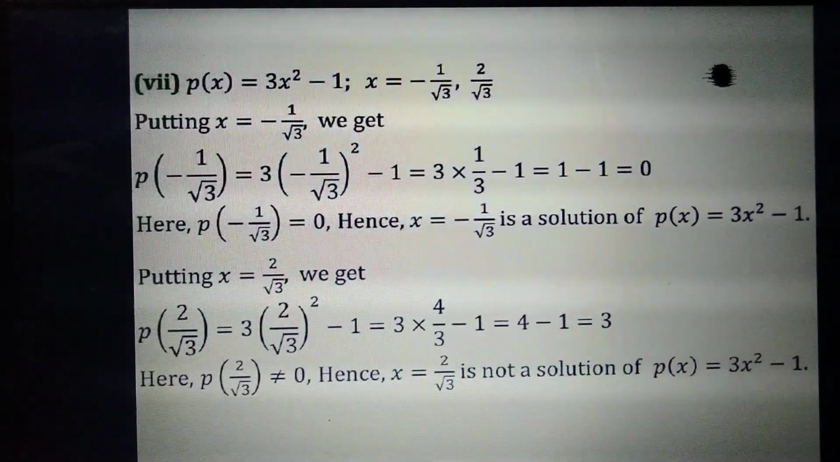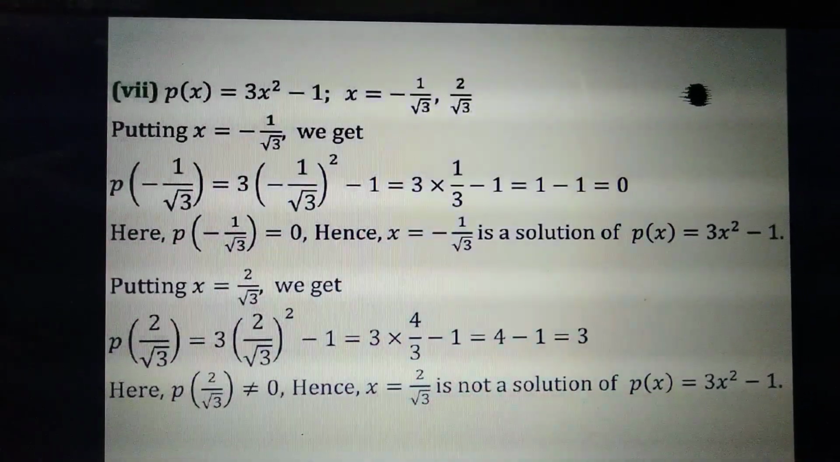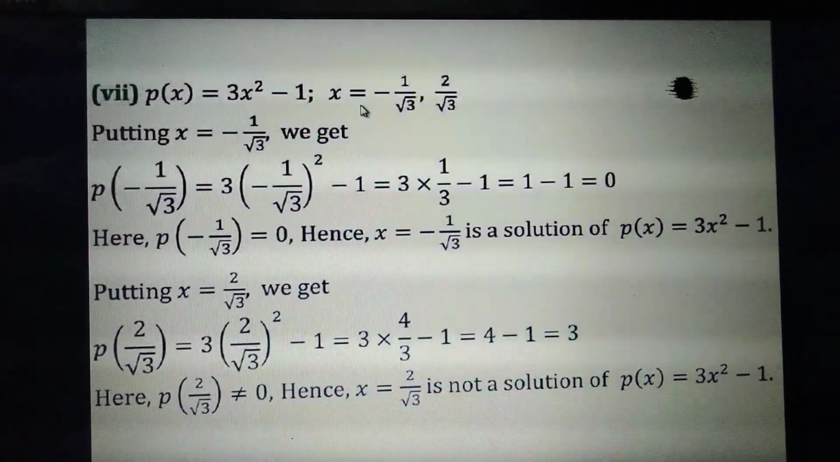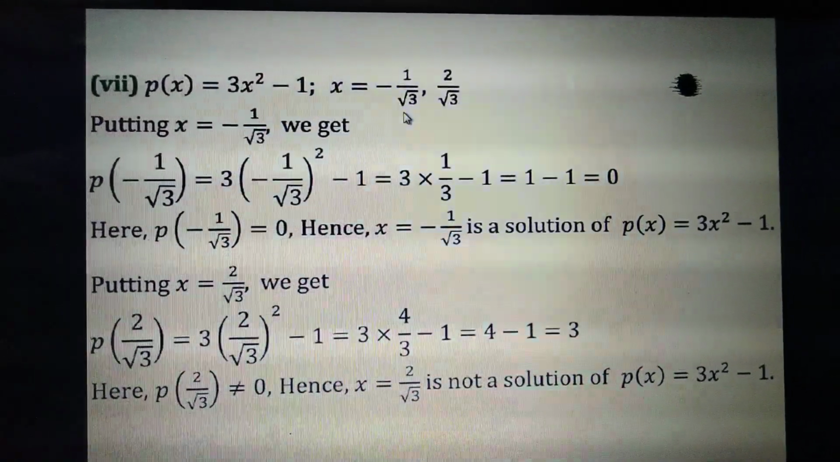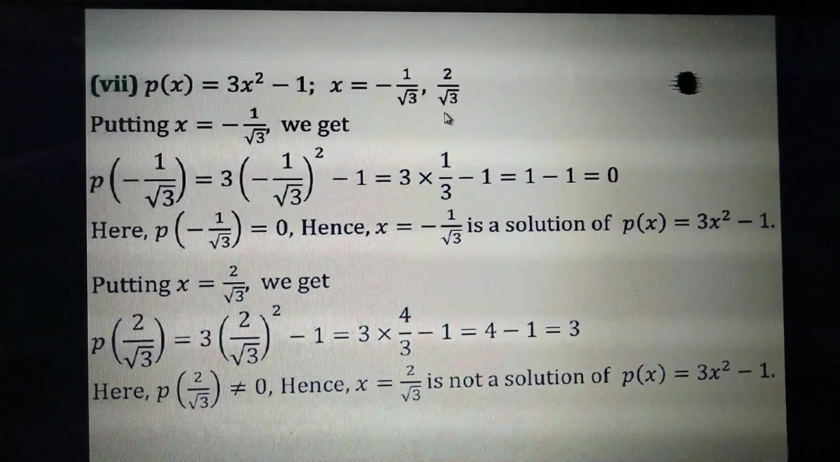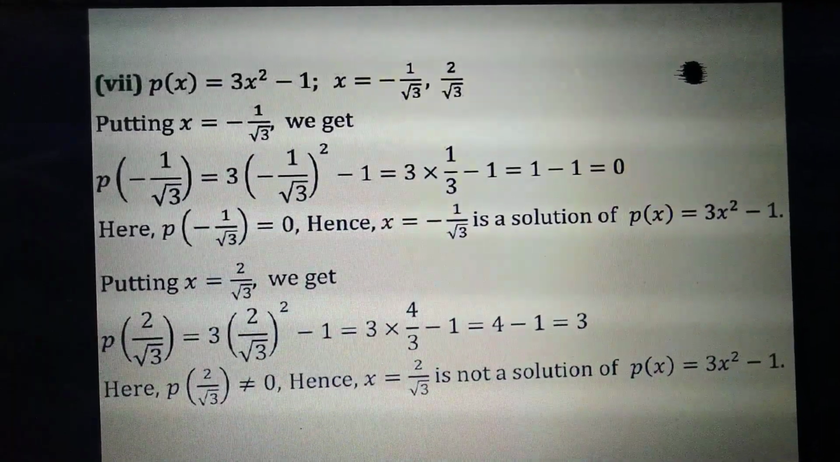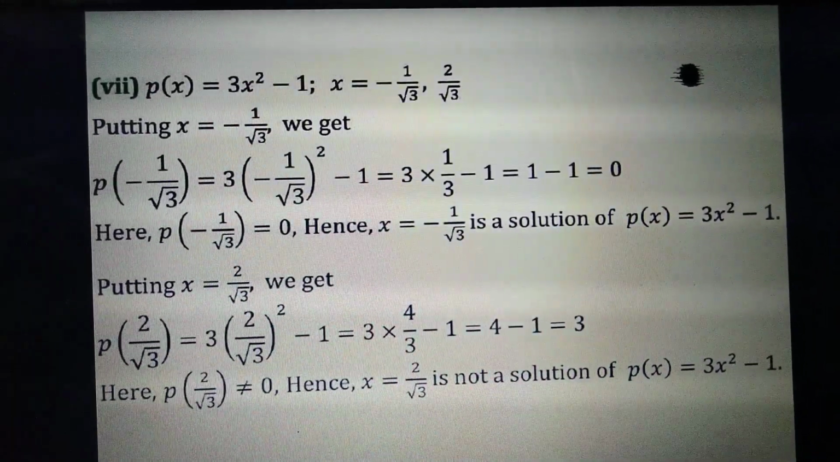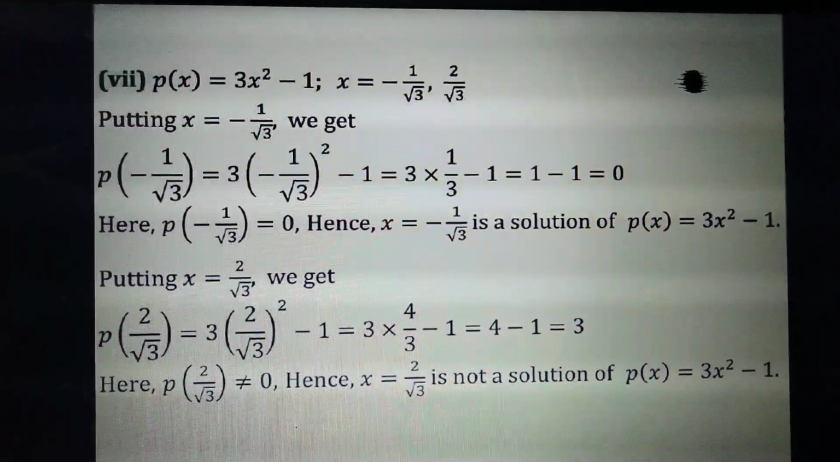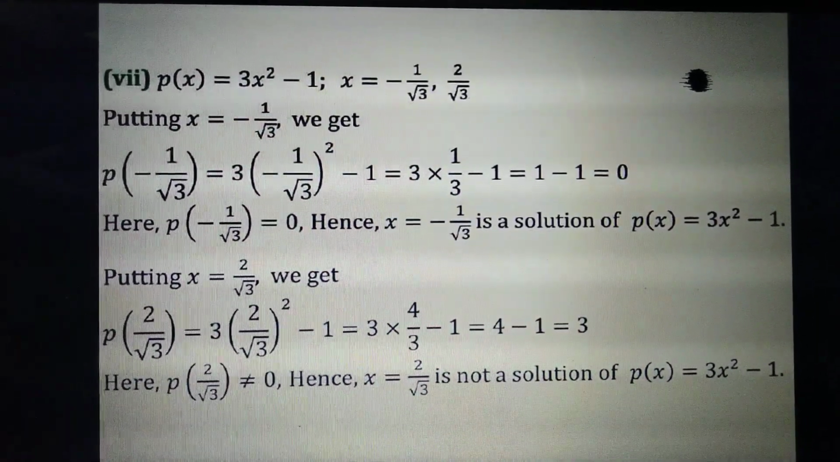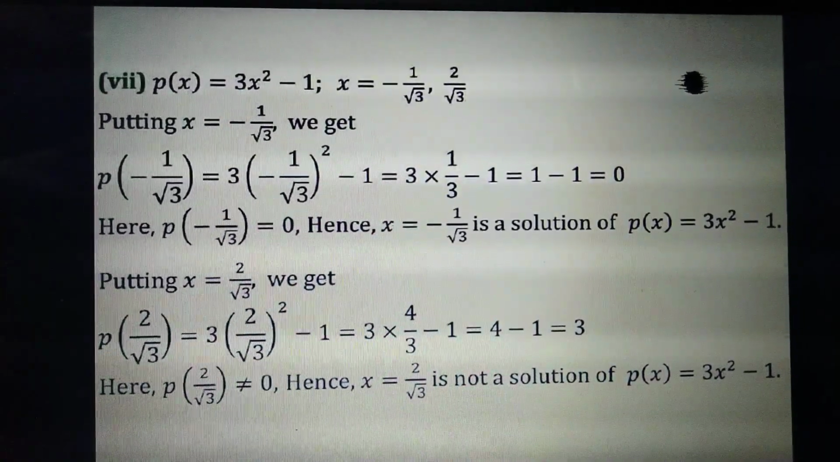Next is 7th sum. P of x equal to 3x squared minus 1, where x equal to minus 1 by root 3, comma 2 by root 3. Here they are given two values for the variable. So we want to substitute each value in the given polynomial and find out which value is the solution of the polynomial.